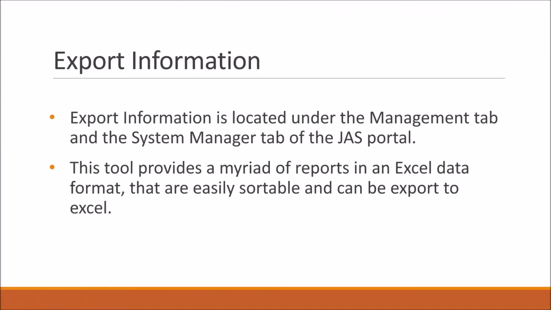Now we have export information. The export information menu is actually available in two locations. It's the exact same menu, it's just you can find it in two spots, one underneath the Management tab and one underneath the System Manager tab. And this tool has a ton of reports that are all Excel-like reports. So you can sort them before you export them or after, and you can sort them lots of different ways. And I love Excel. I'm an Excel junkie. We'll look at some of that.